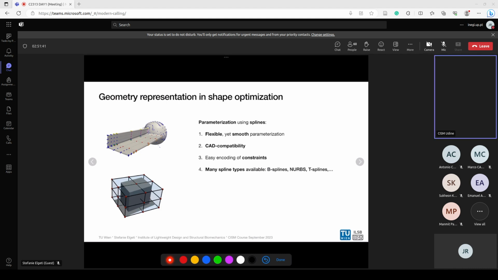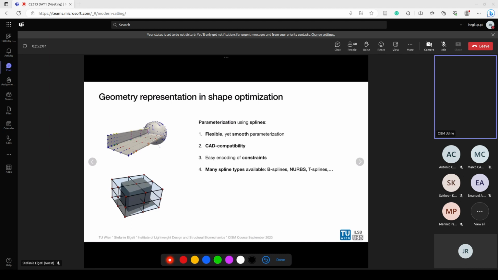If we look at the splines, then we basically have two options how we can use that in shape representation. So we can use the spline representation directly. So this is a surface representation of an extrusion die, and the control points are what is deformed in order to obtain new shapes.